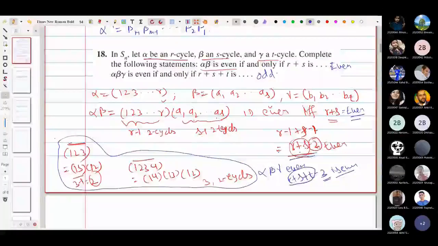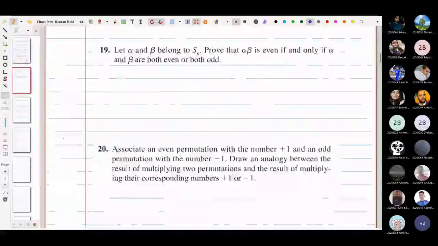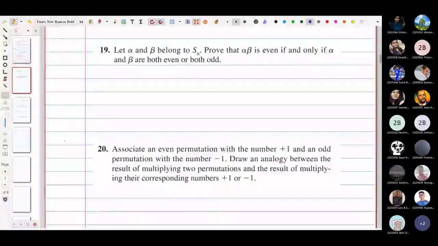Yes, sir. Okay, so let us move to the next question. Question number 19. It says that if alpha and beta belong to S_n, then prove that alpha times beta is even if and only if alpha and beta are both even or both odd. I think you can do this.